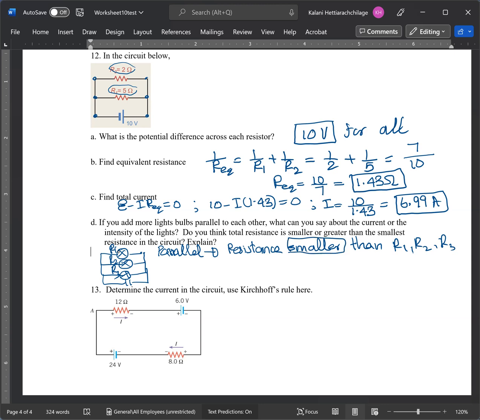Okay. When they are smaller, what will happen to the current? Current increases. Smaller means more current will pass through. And then what will happen to the other one? What is it asking? Current and intensity. Intensity will increase too.